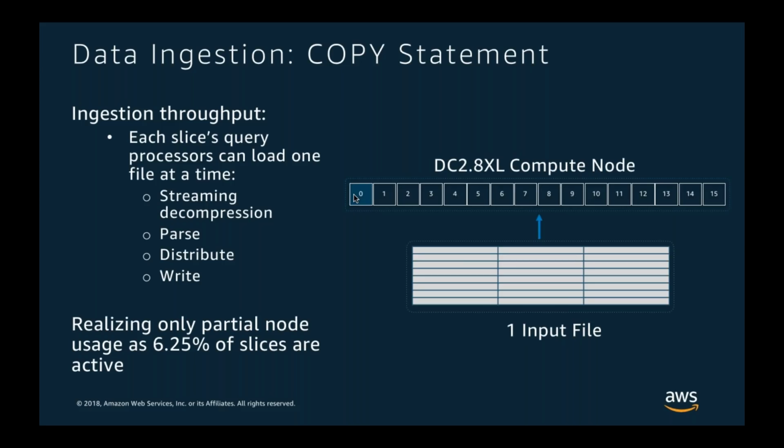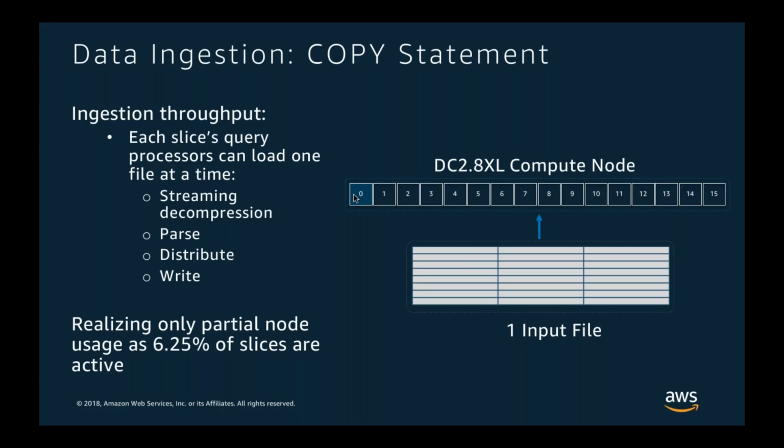What we recommend for data loading into Redshift is to leverage something called a COPY statement, where you can bring your data into S3 and issue the COPY statement to load the data into your cluster. When you issue the COPY statement, the compute node directly picks up the file from S3 and starts loading the data into the cluster.